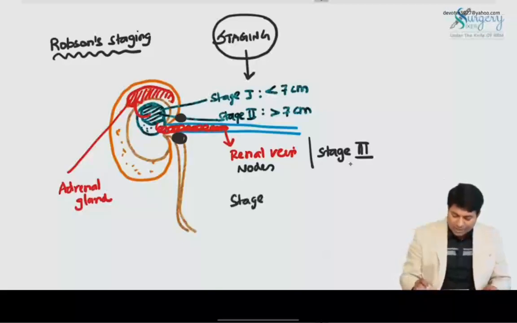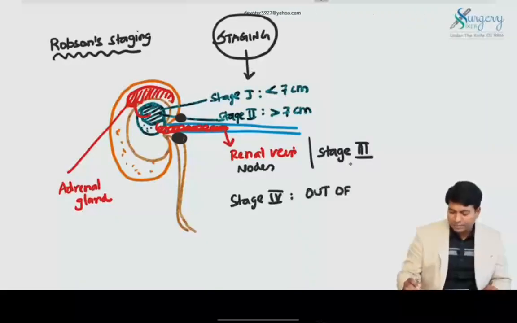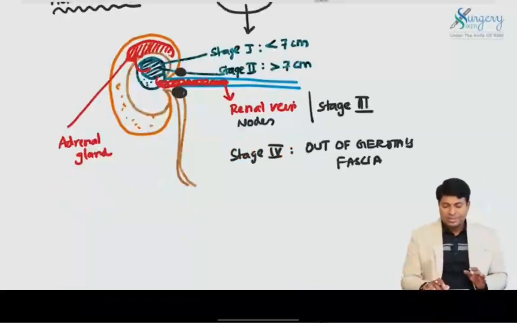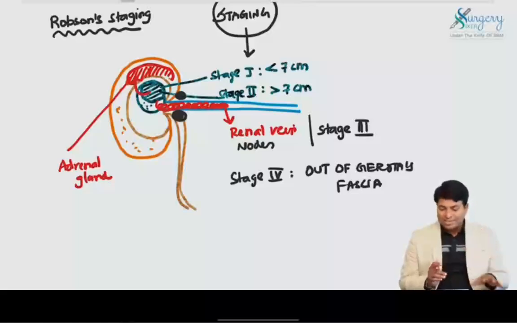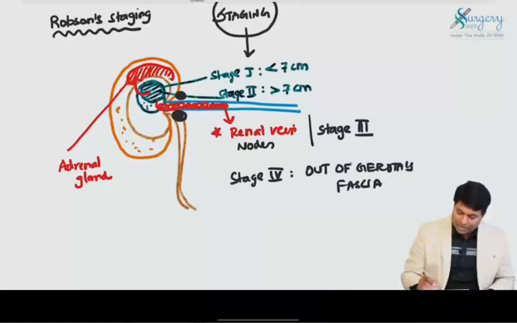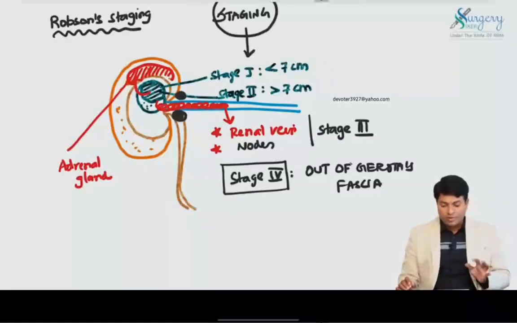Stage 4 is a condition which has gone out of Gerota's fascia. That is a classical MCQ, so you can get this in the exam. In which stage has the tumor extended out of Gerota's fascia? The answer is stage 4. It is a simple staging system, just with the CT scan we can say. Stage 1, the tumor is less than 7 centimeter. Stage 2, more than 7 centimeter. Stage 3, the tumor is involving renal veins or the nodes. Stage 4, the tumor has gone out of Gerota's fascia.